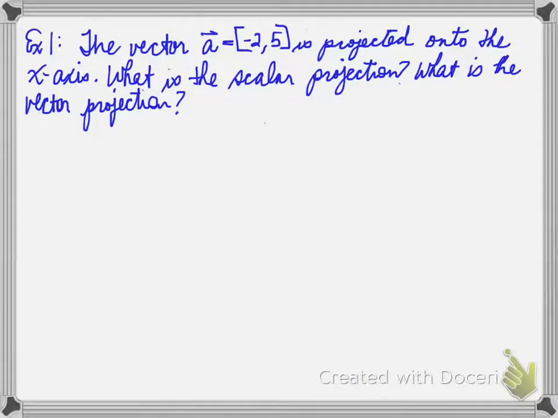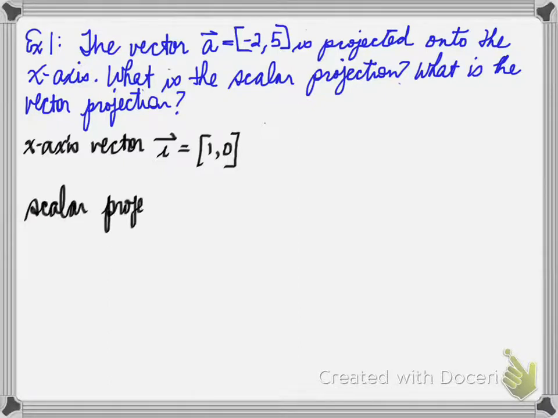Example 1. The vector A, negative 2, 5, component vector, is projected onto the x-axis. What is the scalar projection and what is the vector projection? First thing you have to know is that the x-axis vector we represent as I. It's the unit vector I, which is represented by the components 1, 0.